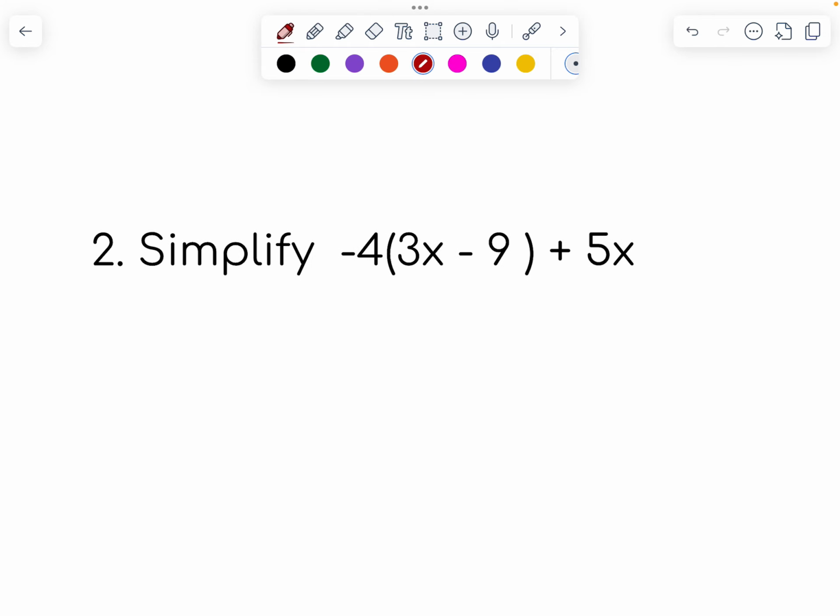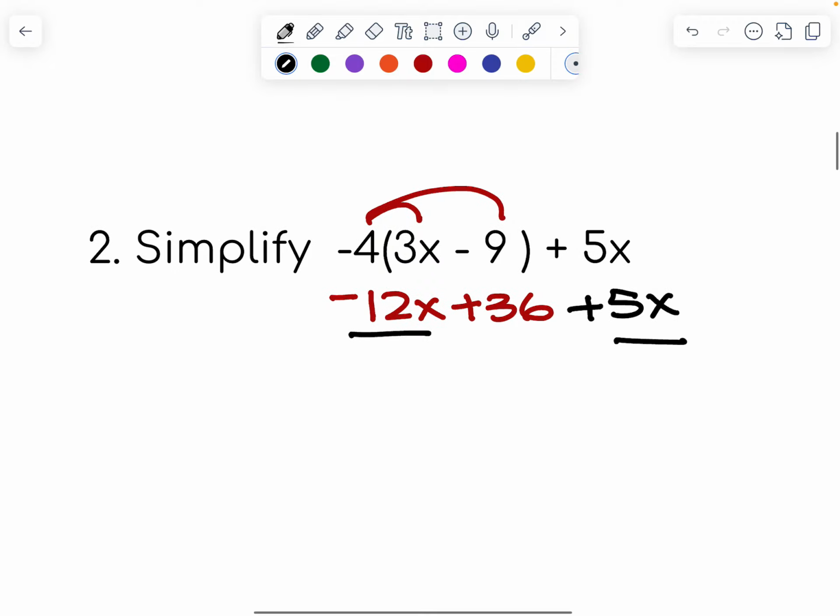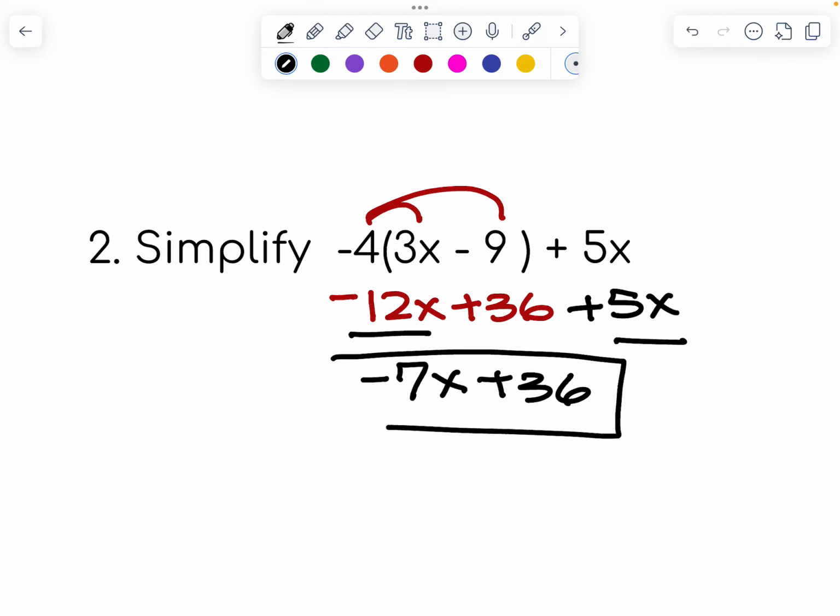All right, number 2, simplify. We're going to distribute. There's no equal sign here, so this is an expression. So we're just going to simplify, combine like terms. We should get negative 12x, and a negative times a negative would be a positive 36. I still have plus 5x. These are like terms. A negative 12 and a positive 5, that should be a negative 7x plus 36. That's our answer.